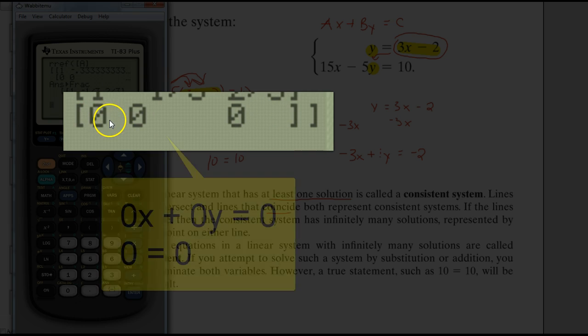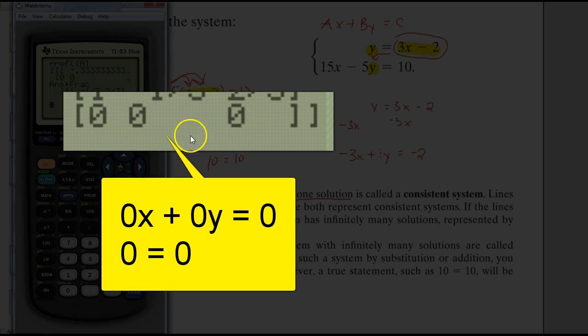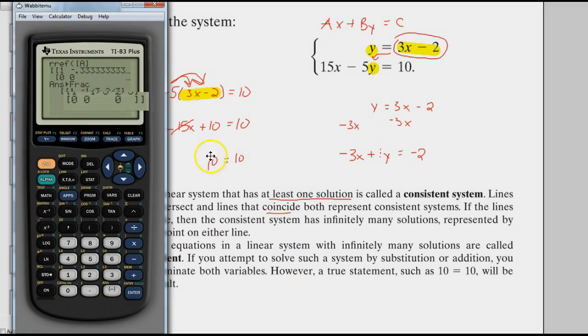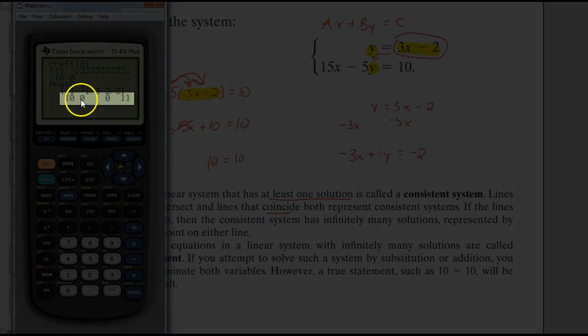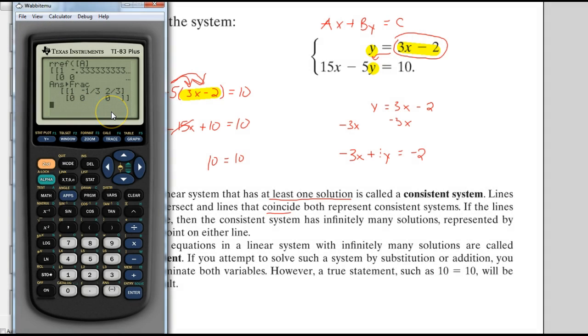There is a 0x plus 0y equals 0. 0 equals 0. Now here again, when we did the work by hand, we got 10 equals 10. That's a true statement. So we had a dependent system. Here we have 0 equals 0. That's also true. 0 does equal 0. So even though we're not getting the same thing we did when we did the work, we're still getting true statements when it was true. We were getting false statements when it was inconsistent.